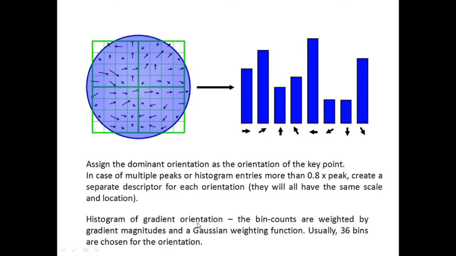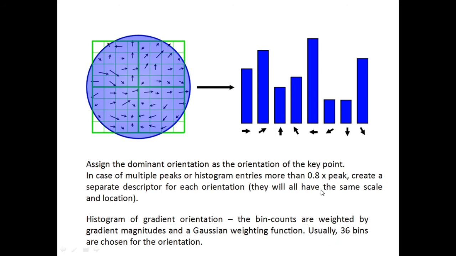Now, histogram of gradient orientation. The bin counts here are weighted by the gradient. The bin counts, like 1 2 3 4 5 6, increase, right? The bin counts are weighted by the gradient magnitudes and a Gaussian weighting function. So these are the gradient magnitudes, right?